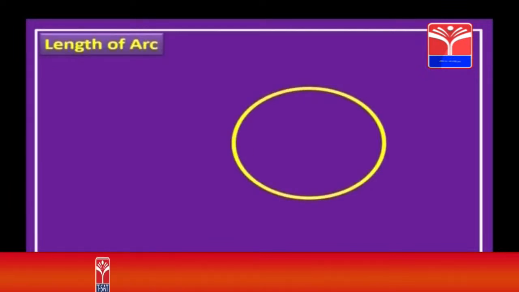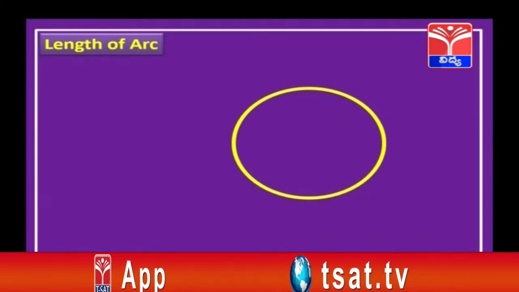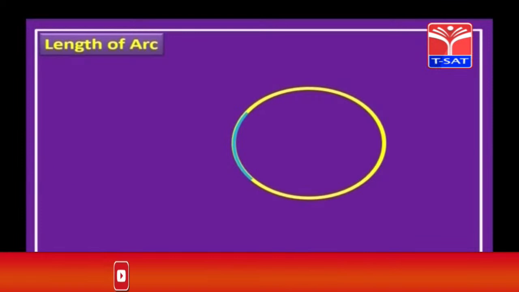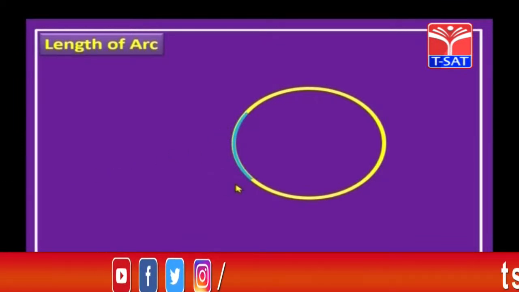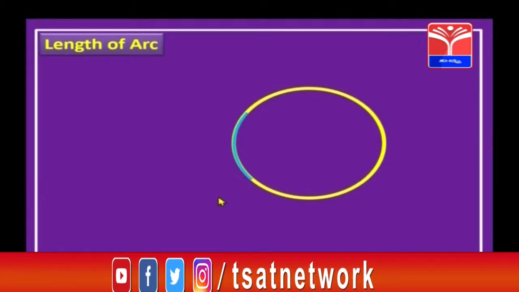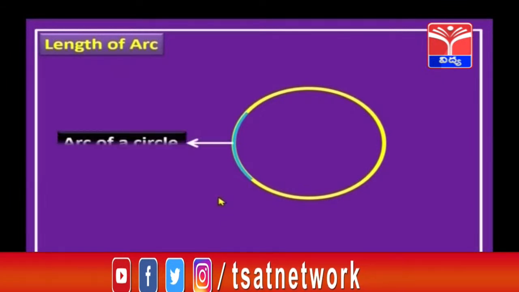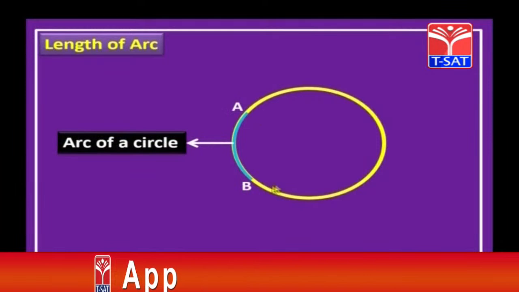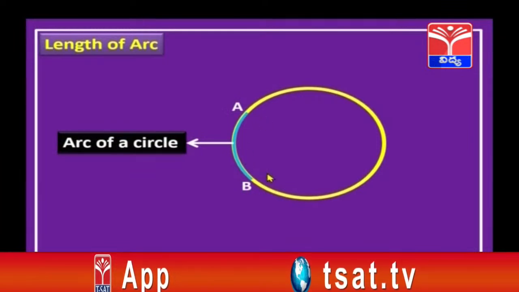Now let us see what we mean by length of arc. Now let us consider the circle. I am considering only a part of the circumference of a circle. Here you can see, children, this is only a part I am considering. Now this part we call an arc of a circle. Okay, children. And this measurement from A to B is called the length of the arc.